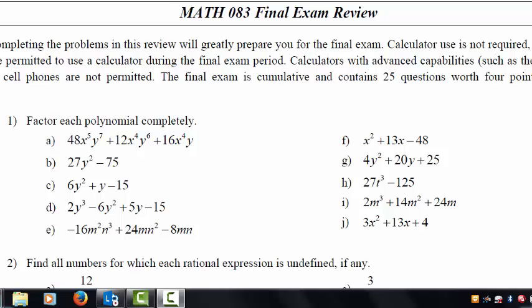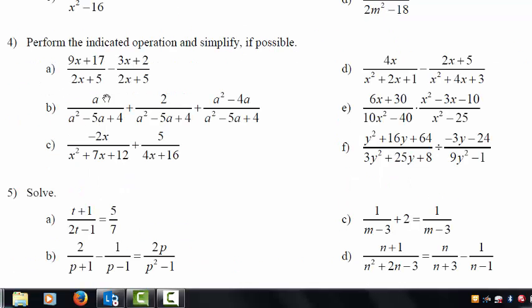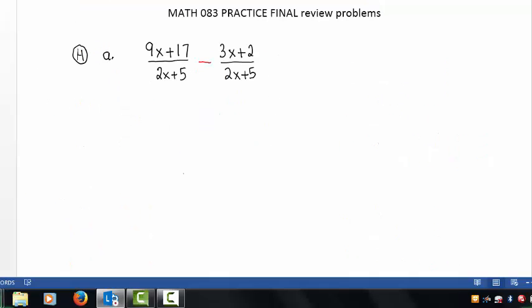Math 083 Final Exam Review, Problem 4, Parts A and B. We will perform the indicated operation and simplify if possible. When we add or subtract fractions, whether those fractions are real number fractions or rational expressions, we cannot proceed until each fraction has the same denominator.